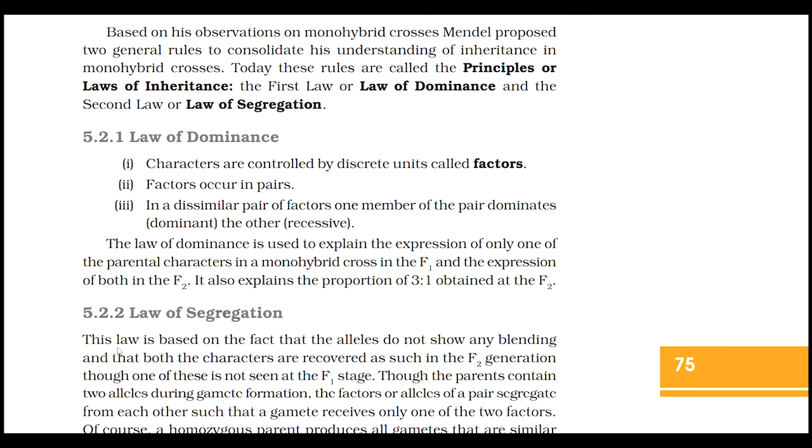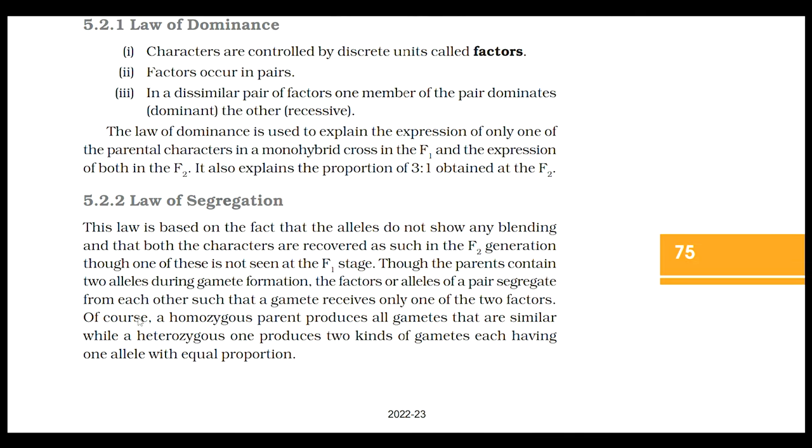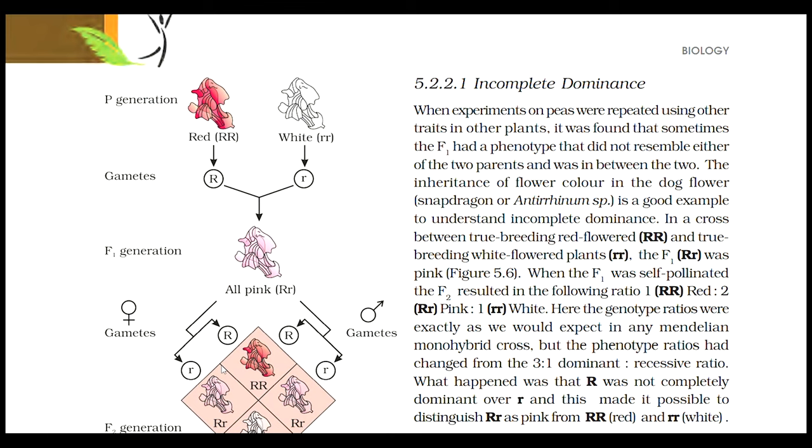5.2.2 Law of Segregation. This law is based on the fact that the alleles do not show any blending and that both the characters are recovered as such in the F2 generation, though one of these is not seen at the F1 stage. Though the parents contain two alleles, during gamete formation the factors or alleles of a pair segregate from each other such that a gamete receives only one of the two factors. Of course, a homozygous parent produces all gametes that are similar, while a heterozygous one produces two kinds of gametes, each having one allele in equal proportion.